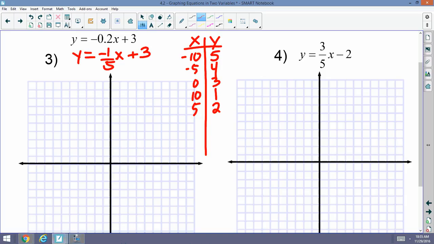So I got negative 10, 5, negative 5, 4, 0, 3, 10, 1, and 5, 2. Connect the dots, and there it is. Does that make sense? Yes, no, maybe, kind of, sort of, guys.